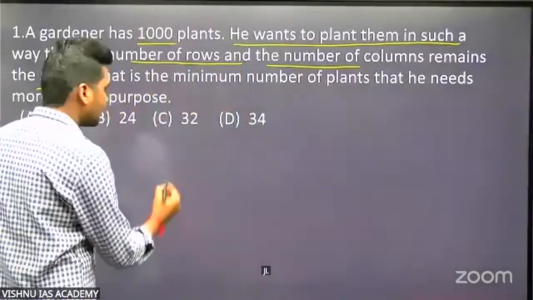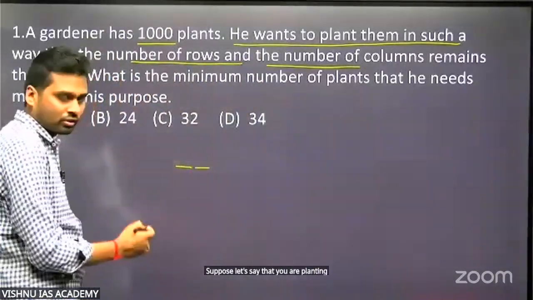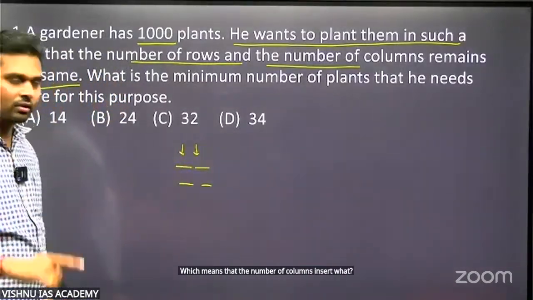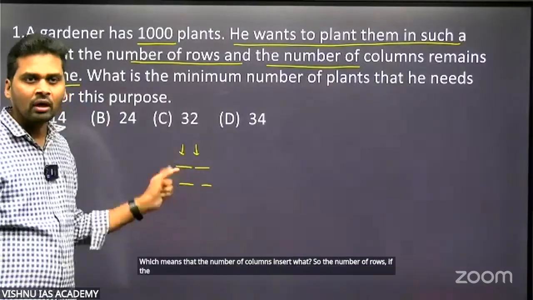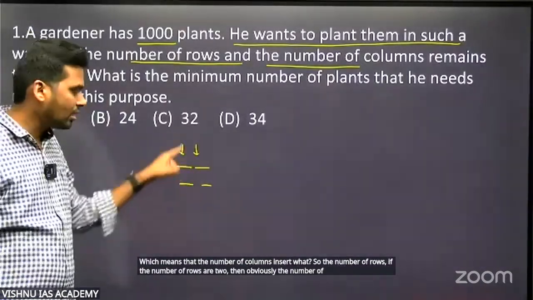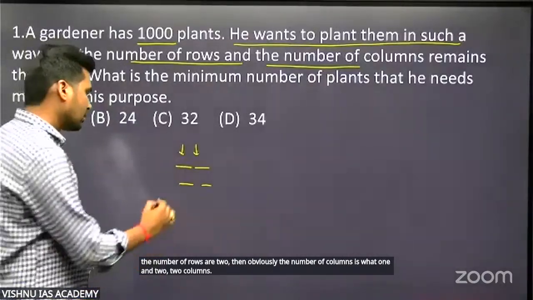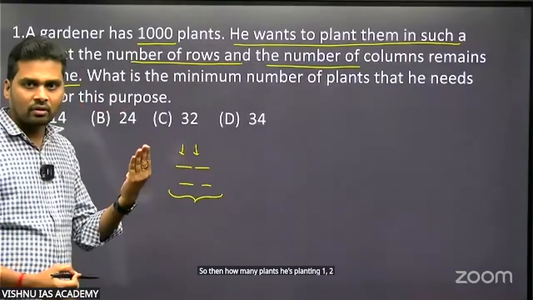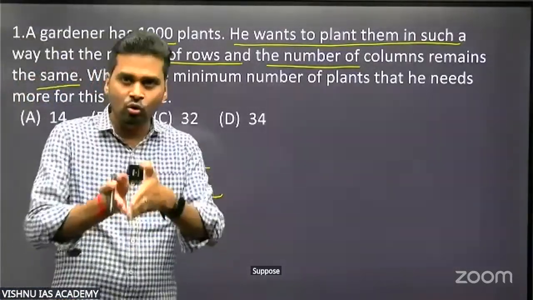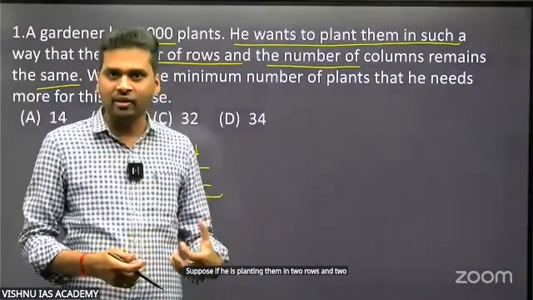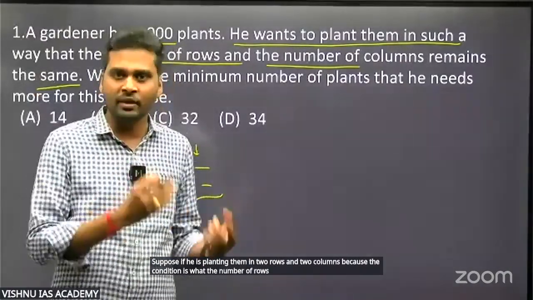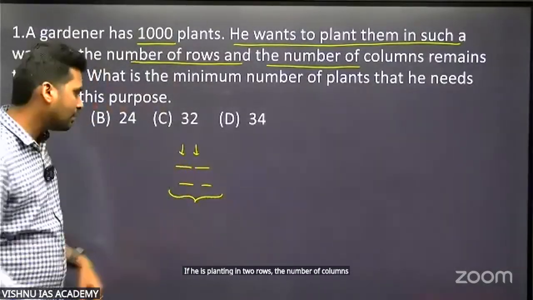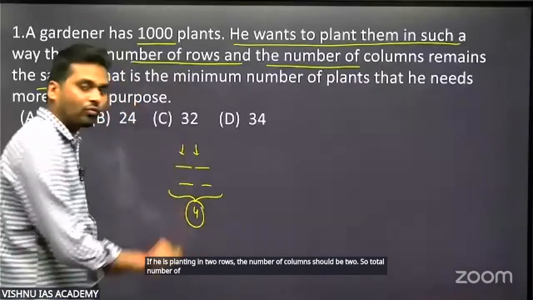Suppose let's say you are planting in 2 rows, which means the number of columns should also be 2. If the number of rows is 2, then obviously the number of columns is 2. Then how many plants is he planting? 1, 2, 3, 4. If he is planting in 2 rows and 2 columns, because the condition is that the number of rows and the number of columns should be the same, the total number of plants is 4.